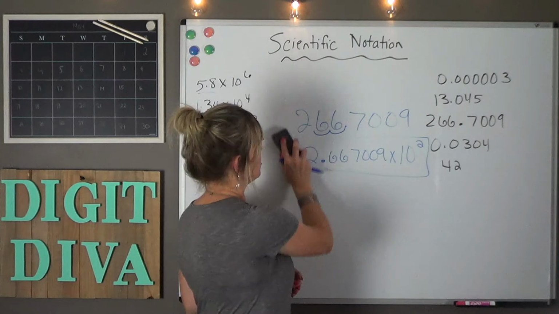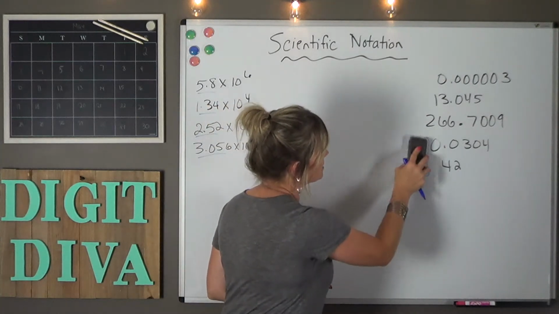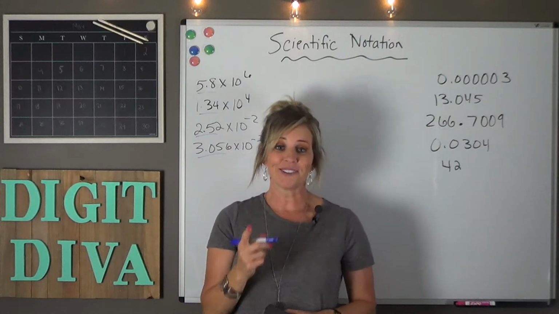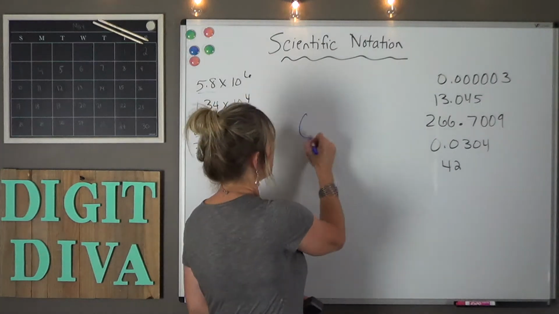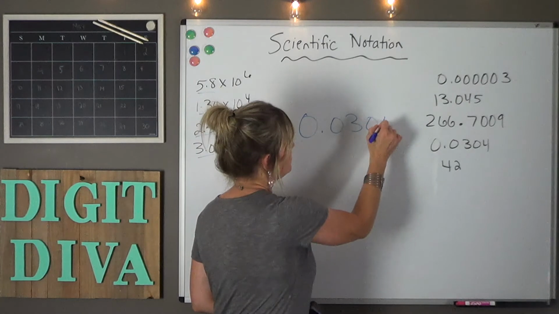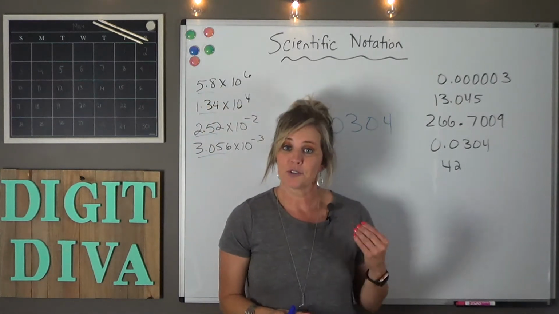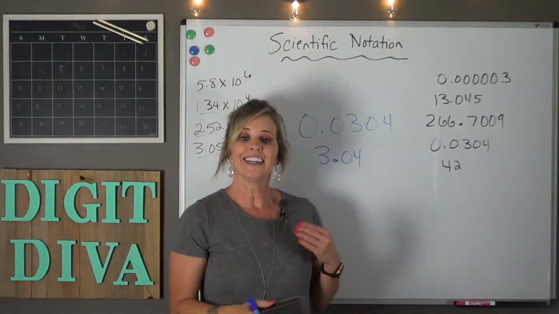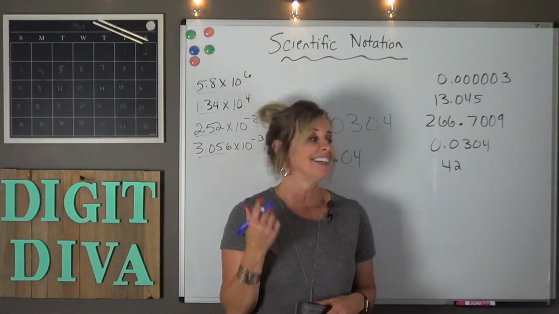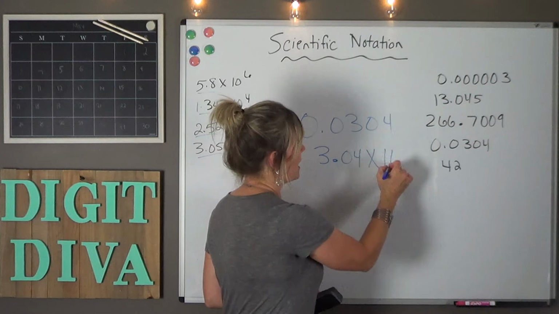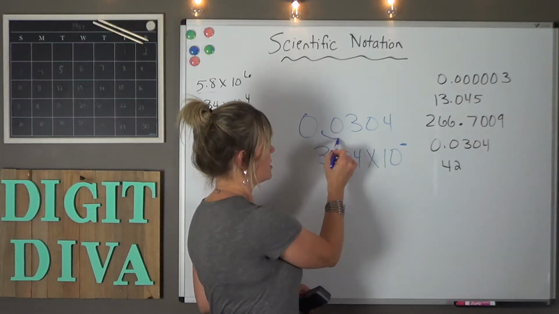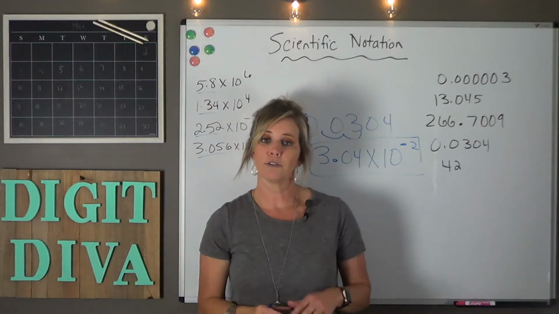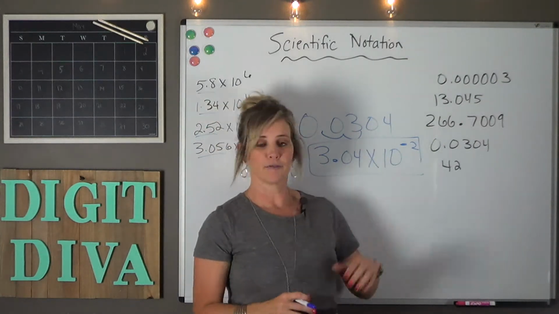And let's keep moving. Our next example is a small number. Okay, it's less than 1, so we're going to have a negative exponent. So I'm going to rewrite it. My first whole number is 3, so I would put 3.04. Is that number between 1 and 10? Yes, it is. How many times did I have to move to get behind the 3? 2 times. My final answer would be 3.04 times 10 to the negative 2.